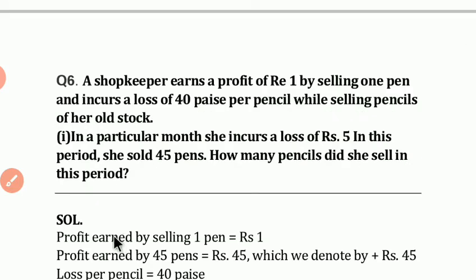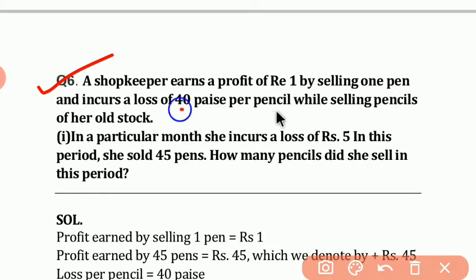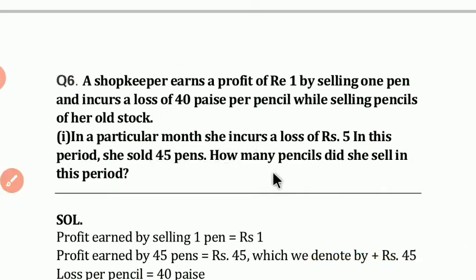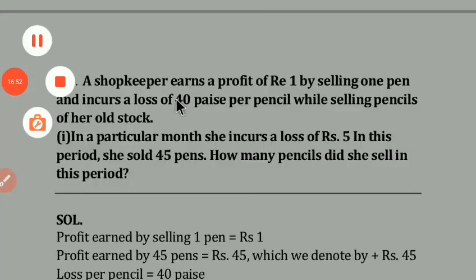Then next question, question number 6. A shopkeeper earns a profit of rupees 1 by selling one pen and incurs a loss of 40 paise per pencil while selling pencils of her old stock. In a particular month, she incurs a loss of rupees 5. In this period, she sold 45 pens. How many pencils did she sell in this period?